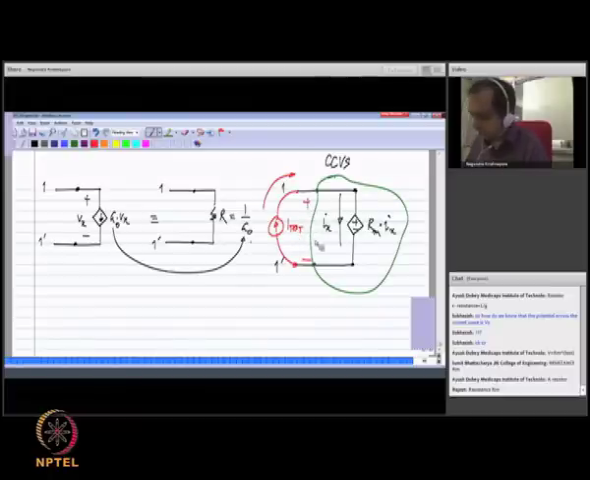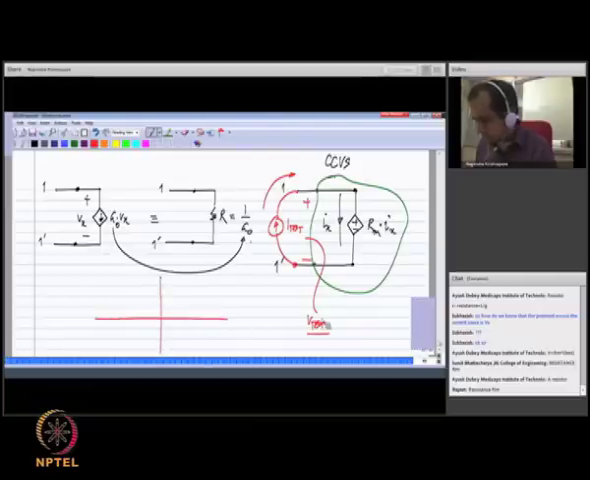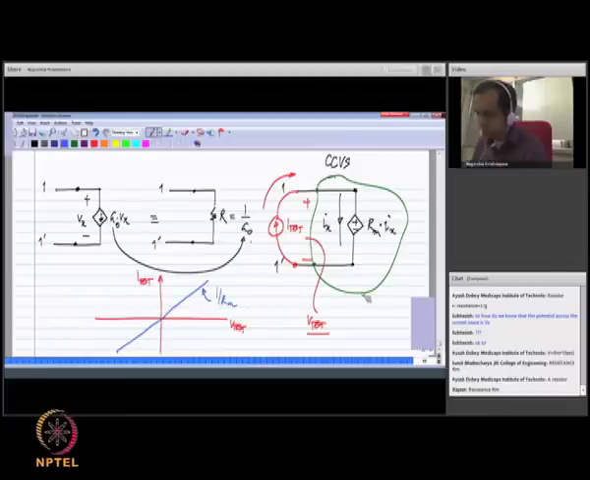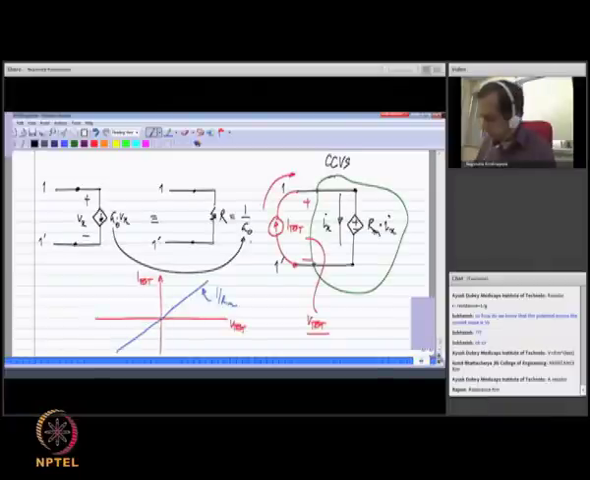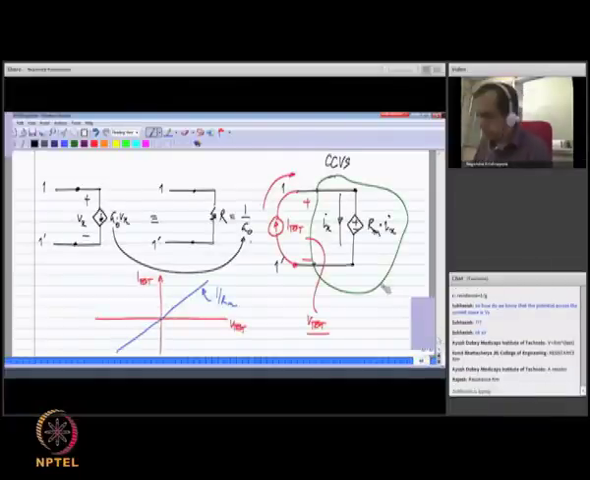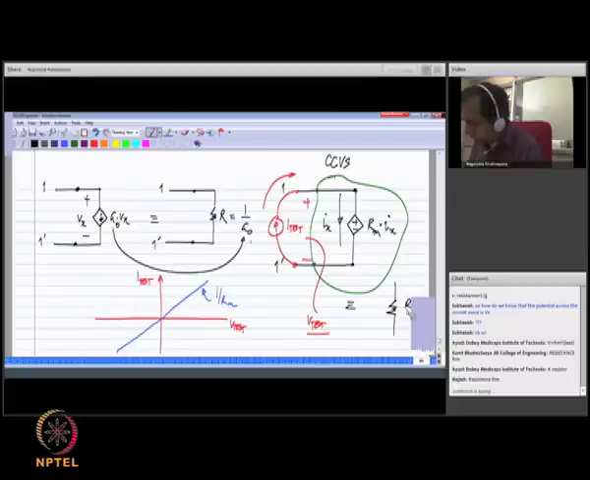You push a current I-test and you measure the voltage V-test. Okay. And if you do that, you will clearly see that V-test will be Rm times I-test, or if I plot I-test versus V-test, I will get a plot like this, a straight line passing through the origin whose slope is 1 by Rm. So these are the characteristics that I'm going to get. So that means that this also looks like a resistor of value Rm.